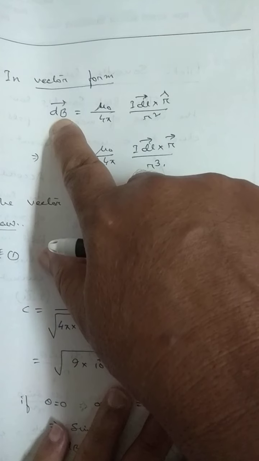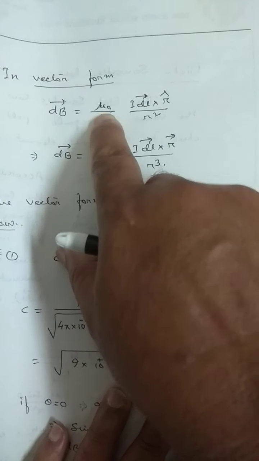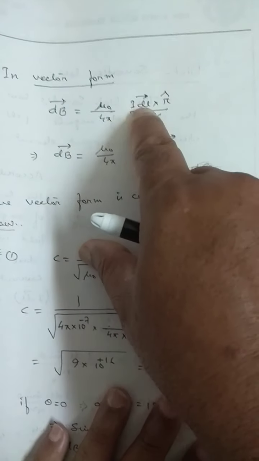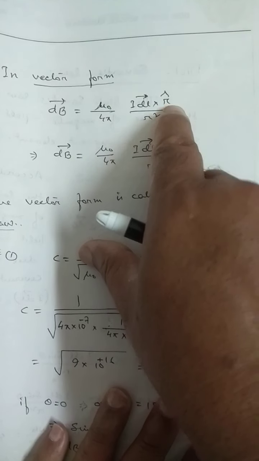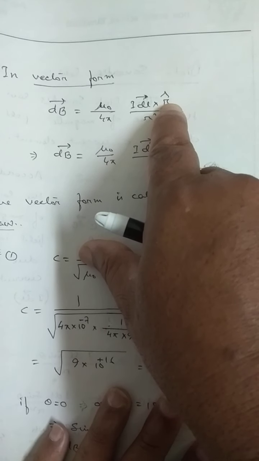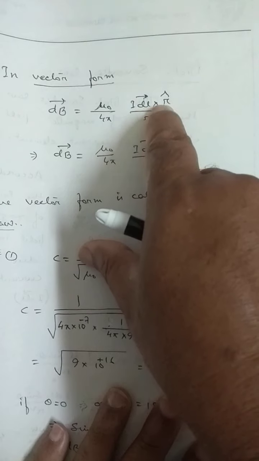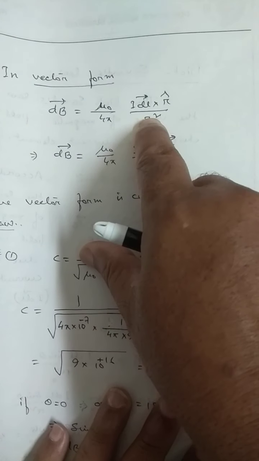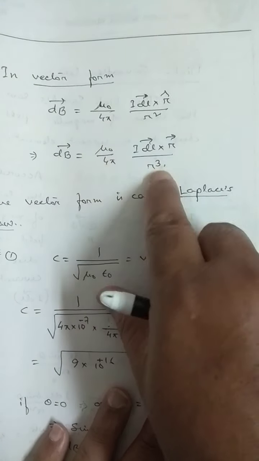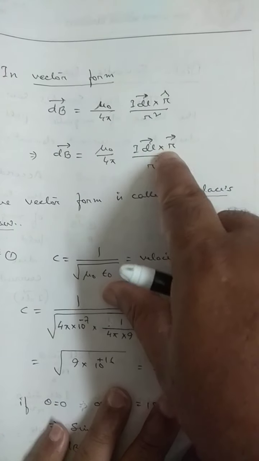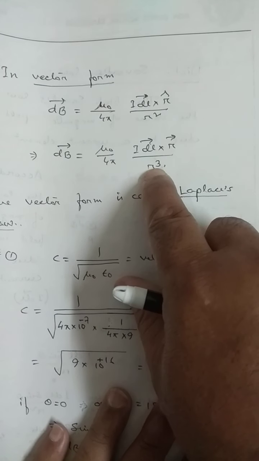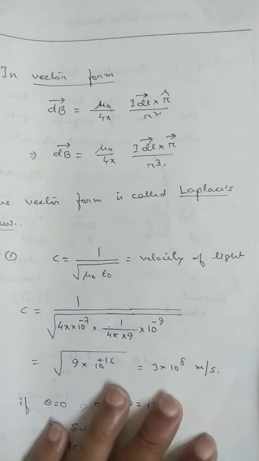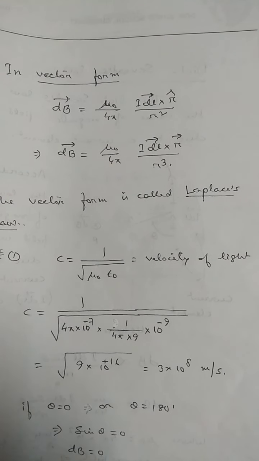Okay? So again I return back to this form, the vector form of the Biot-Savart law. dB is equal to mu 0 by 4 pi IDL cross r cap by r square. What is the magnitude of r cap? It is 1. So it is IDL 1 sin theta by r square. Instead of r cap, we may write r vector, or in that case it becomes r cube. Okay? Is it clear? Today I stop the class here.